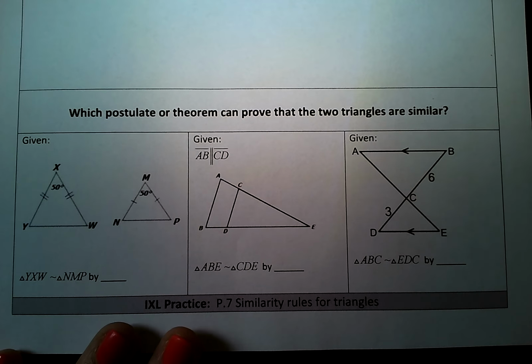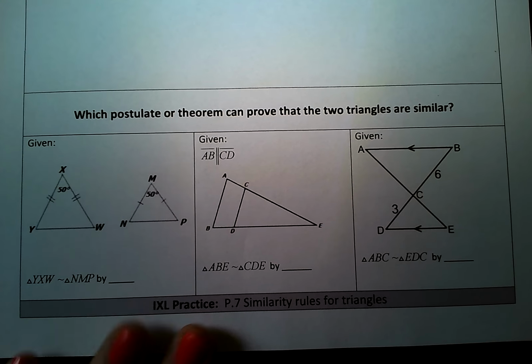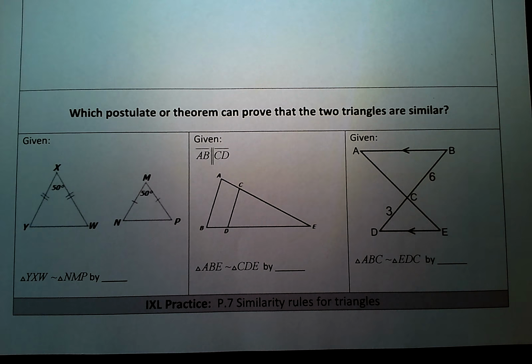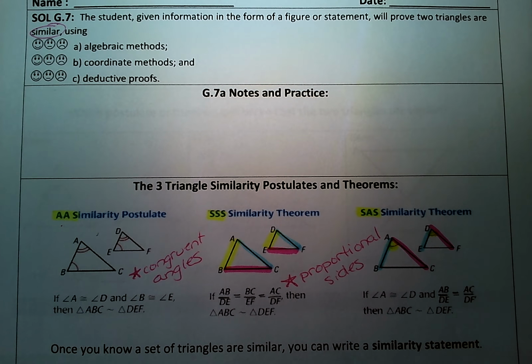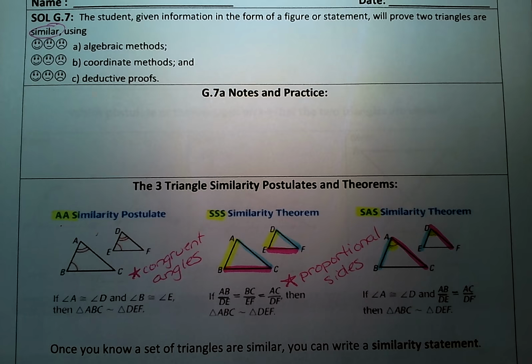Hello again, students. This is our last video in the series for SOL G7. This is going to work on part C, which is proving that two triangles are similar using deductive proofs.